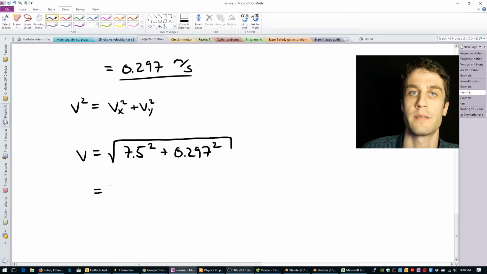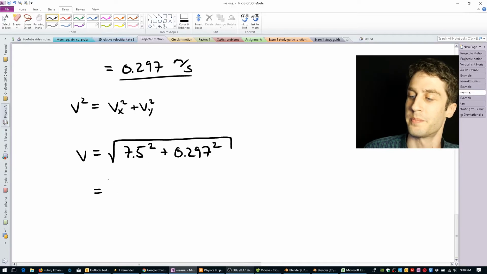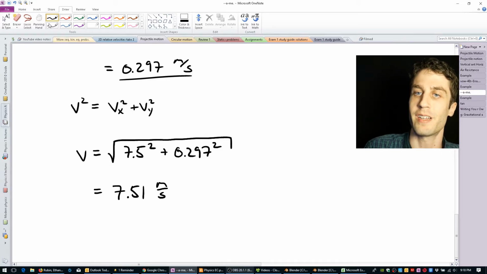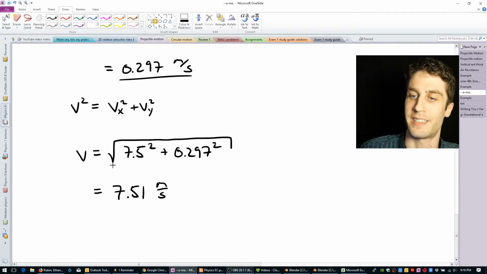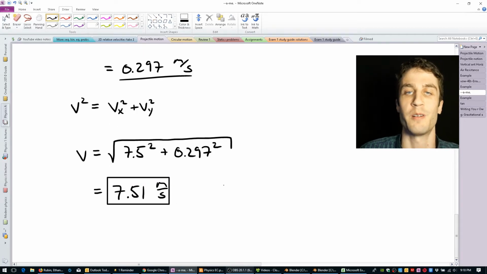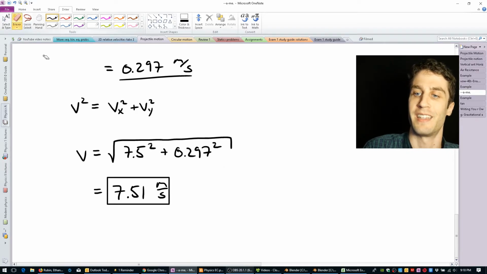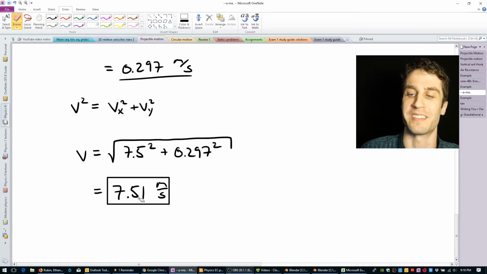Then square root them, because we're using the Pythagorean theorem. We have the x and y components, and so to find the total final velocity, you square them, add them together, and then square root them. What do we get? Well, I get 7.51 meters per second. That's very close to just the x component of the velocity, which was 7.50 meters per second. It tells you that most of its velocity is in the x component. There's very little in the y component, and that agrees with what we see up here. So that's another projectile motion problem.